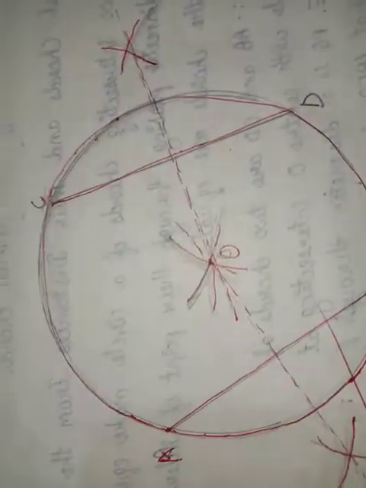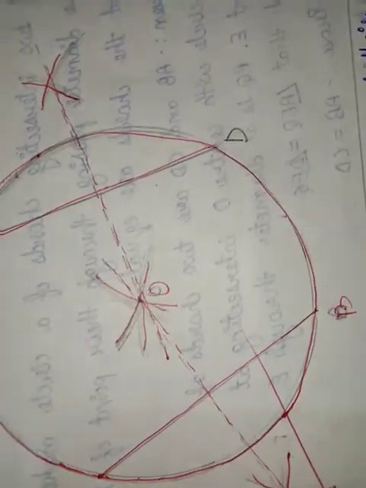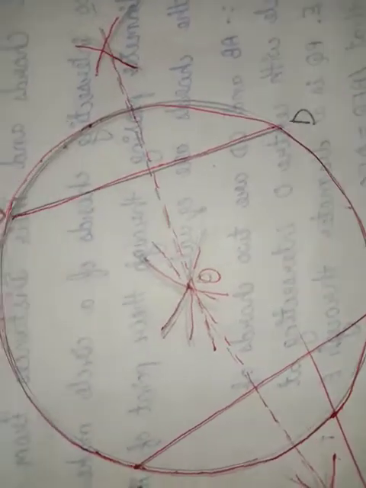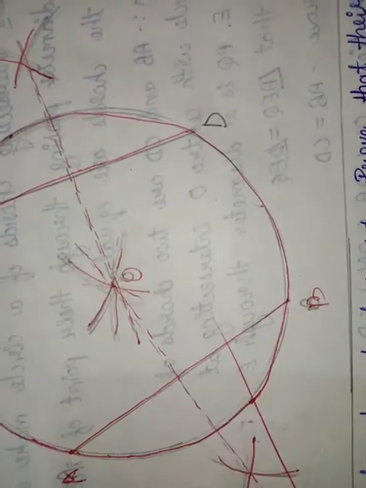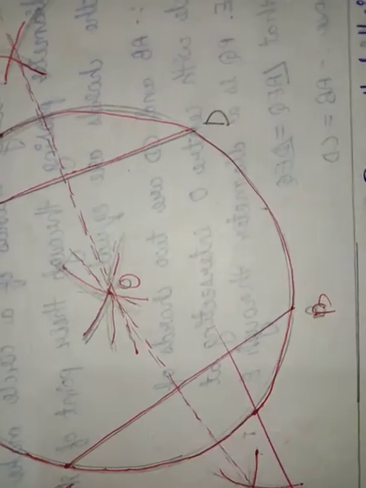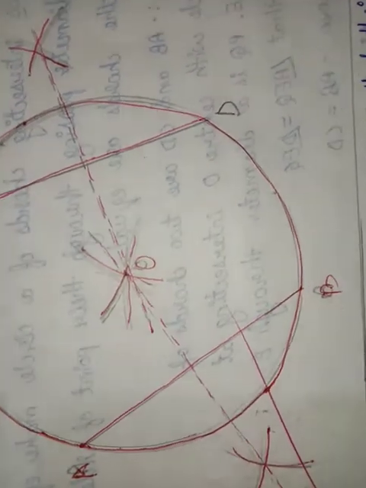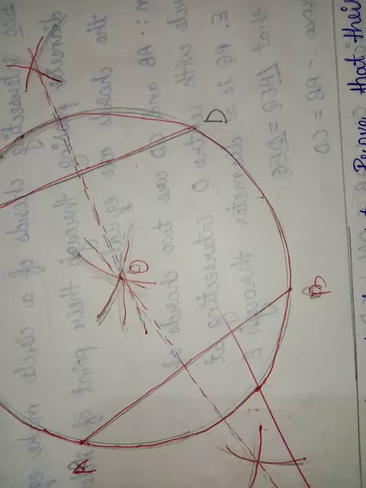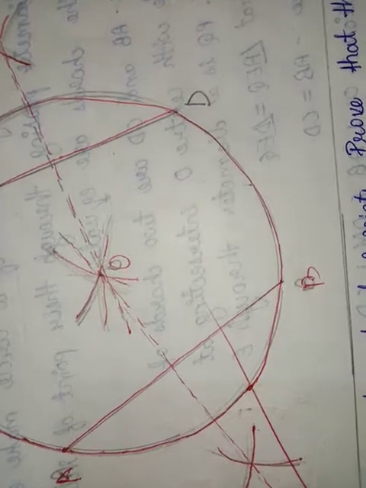See, you can observe here how to construct. It's very easy. The main intention is that we have to locate the center of the circle. We should not mark the center of the circle, and you should not take any scale measurement. So without taking scale measurement, just observe how I am doing it.